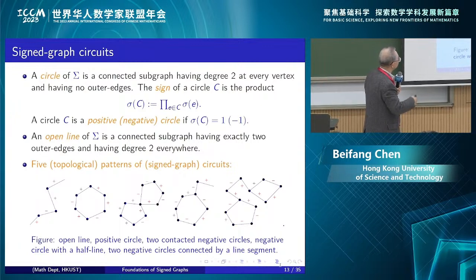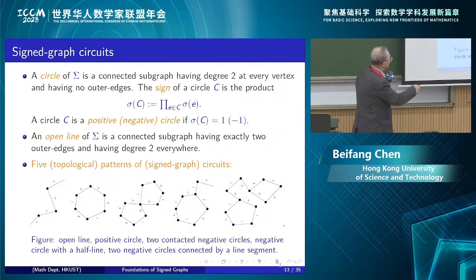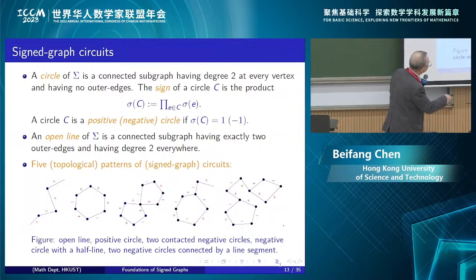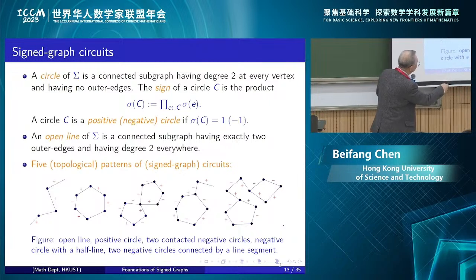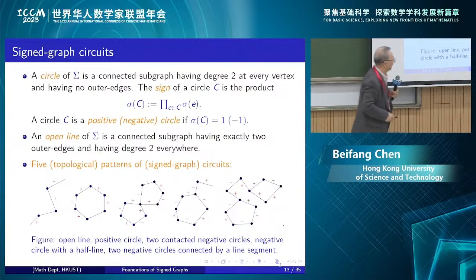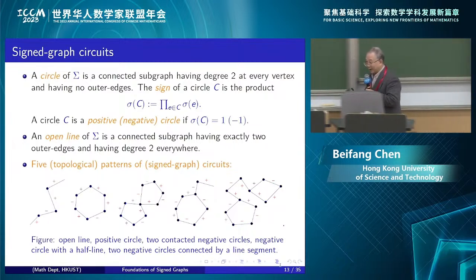And the circuits of the frame matroid of a signed graph have five patterns. This is the line with the two outer edges. This is the ordinary cycle, but the sign should be positive. Here the total sign is negative, with three negative edges, so this is negative, this is negative, but the total adds up to positive. Here this one is negative, and this one is a double edge. And here are two negative circles connected by a path. So it's classified into five patterns.